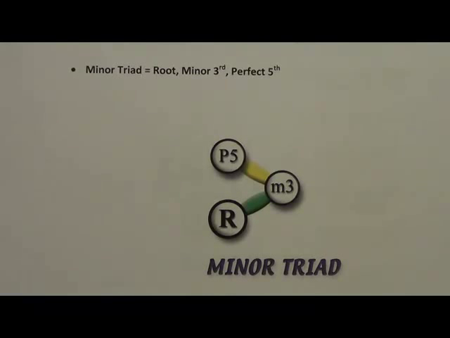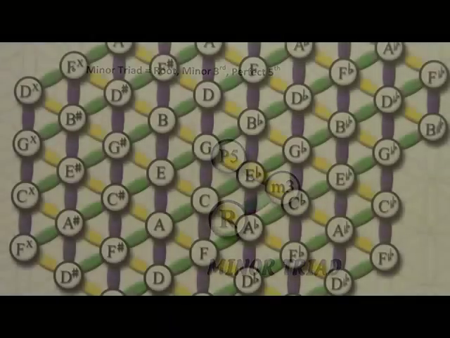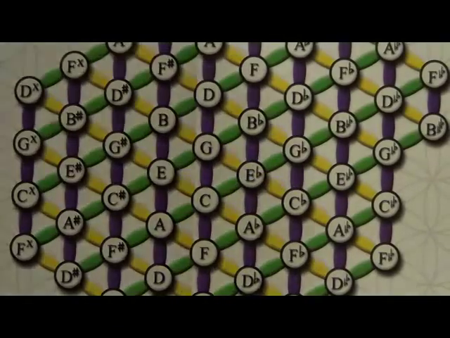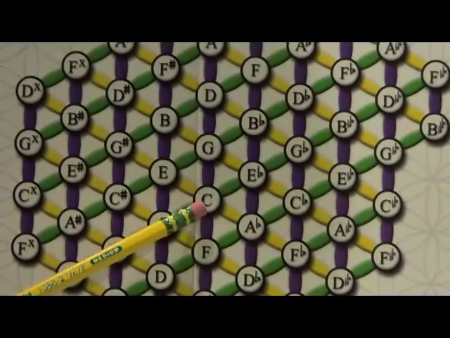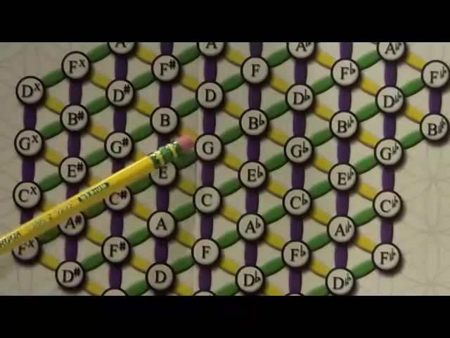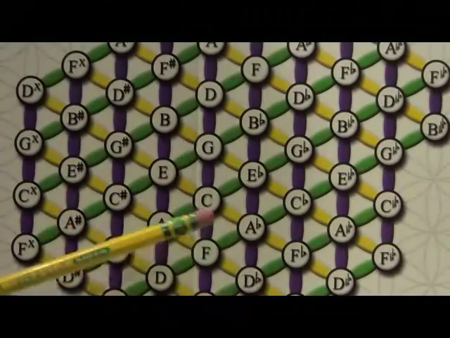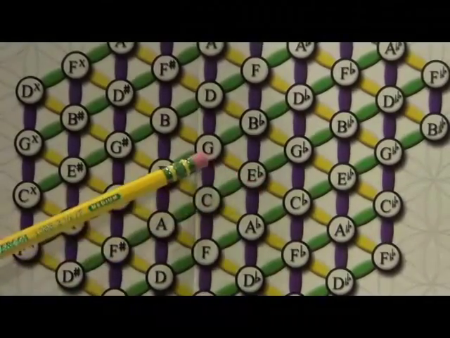Now we'll learn the minor triad. The minor triad consists of the root, minor third, and perfect fifth. The formula is green up and then yellow up. Now let's apply this to the flower of music, and we will build a C minor triad. So we set our root to C, and we go up a green to E flat and up a yellow to G, and our C minor triad is C, E flat, G.